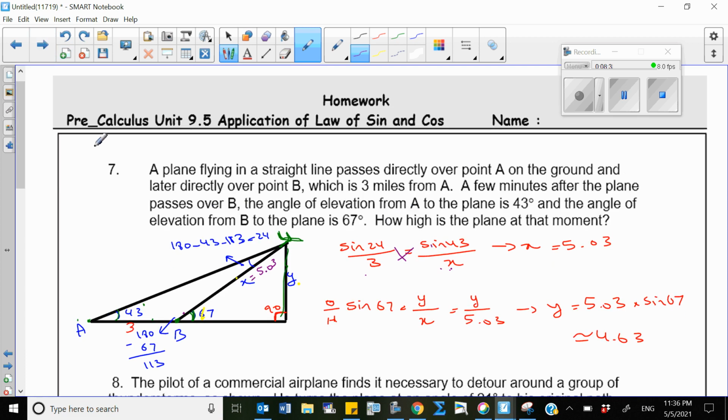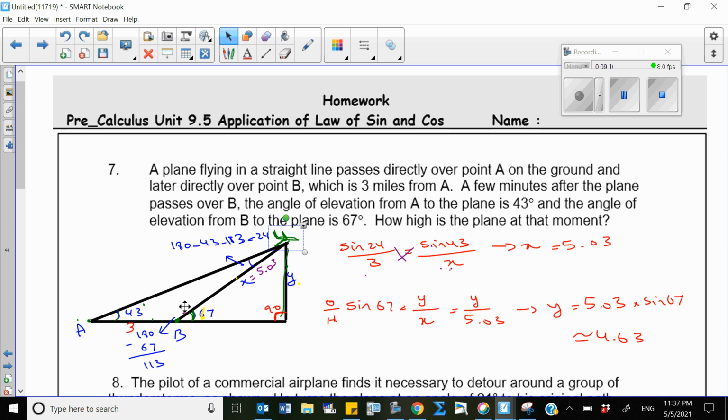Question number 7. A plane flying in a straight line passes directly over point A. This is point A on the ground, and later directly over point B. So let's say this is our airplane. So it passes above point A first and then goes forward, passes point B, and then after a few minutes, we're going to pass over B and go to this point. The point A and B are 3 miles away from each other. So this line is 3 miles.